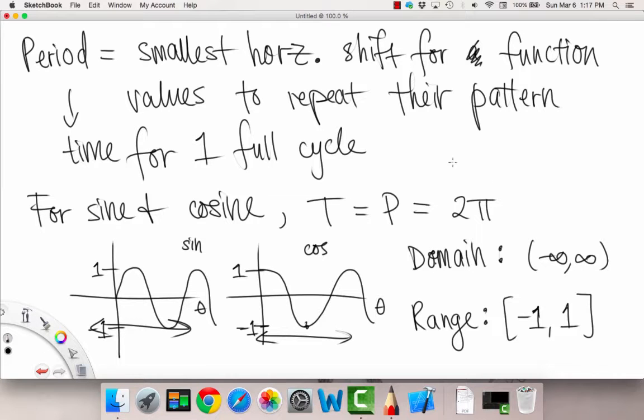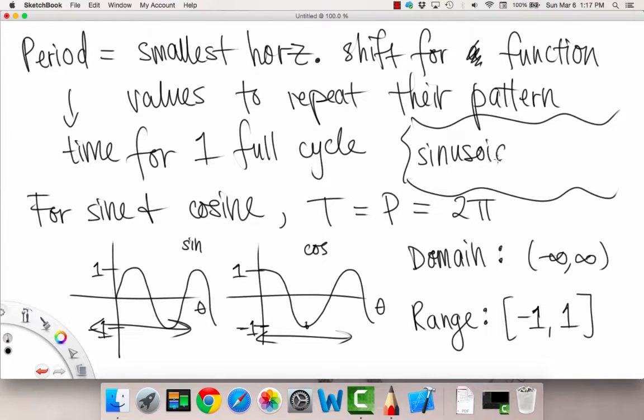So just a quick side note here, the word sinusoidal, which is the title of this concepts video, sinusoidal graphs basically just refer to sine or cosine. Really, it's just a really fancy name for sine or cosine. You can refer to those both as sinusoidal graphs.